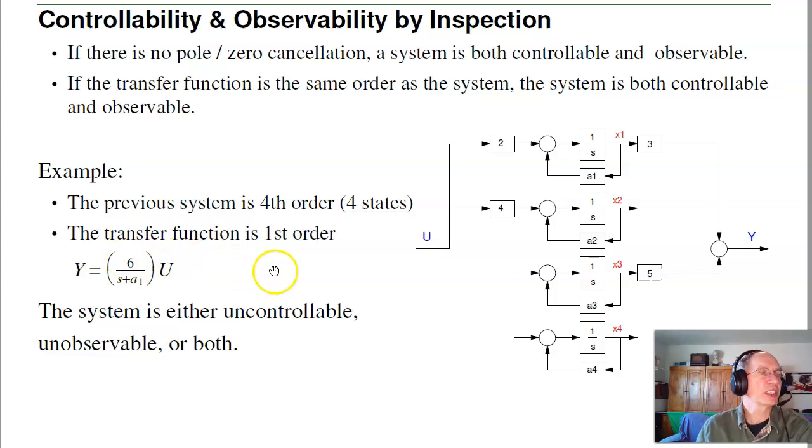If, on the other hand, I have a fourth order system and the transfer function is fourth order, I know all these terms aren't 0 in the B matrix, and all the terms aren't 0 in the C matrix. If either one is 0, this pole doesn't show up at the output in the transfer function. So the fact that if I have a fourth order system and a fourth order transfer function, that alone tells me I'm both controllable and observable.